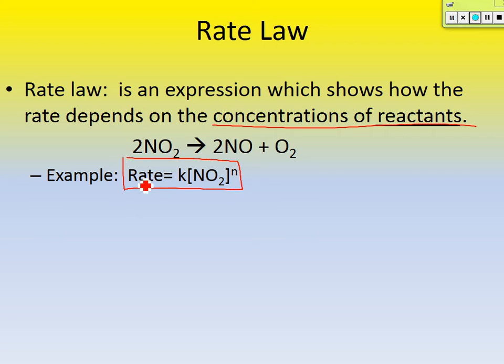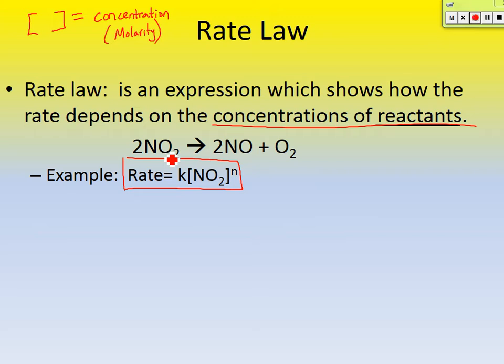The rate of this reaction is equal to K times the molar concentration of nitrogen dioxide raised to some exponent, here they're calling n. Before we start, I want you to write this in the margins somewhere. When you see brackets in chemistry, that is telling you the concentration in terms of molarity. So this is the molar concentration of this reactant.